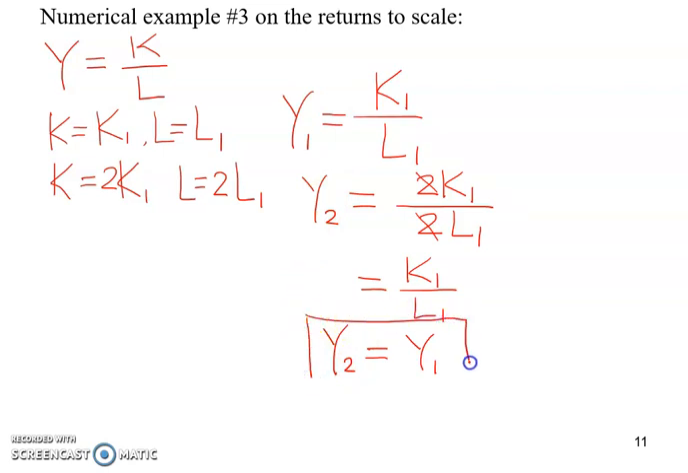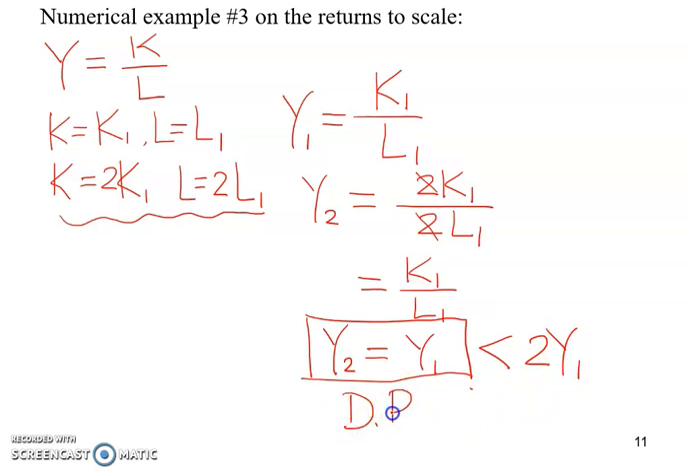So here what we find is when we double the amount of capital and labor, the output stays the same. In other words, it's definitely not doubled, or rather less than doubled. This is so-called decreasing returns to scale. So for the returns to scale, there are only three possibilities: constant returns to scale, increasing returns to scale, or decreasing returns to scale.